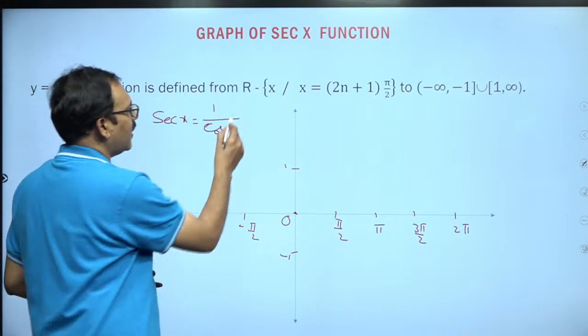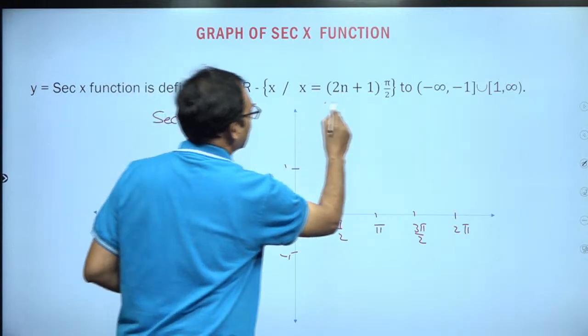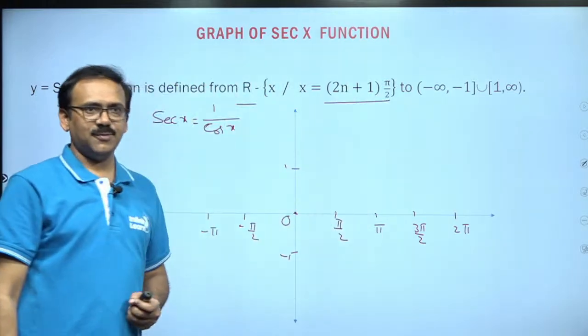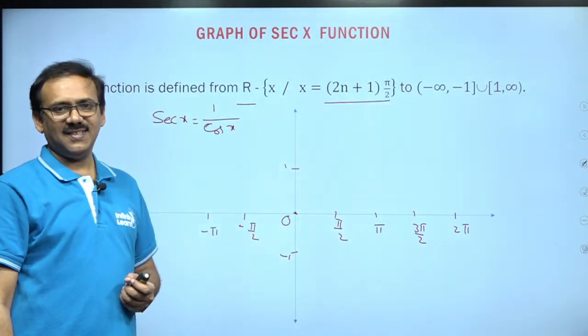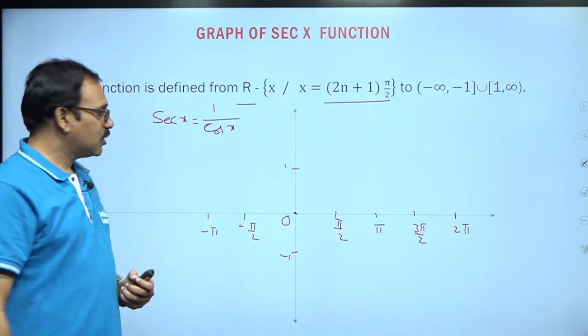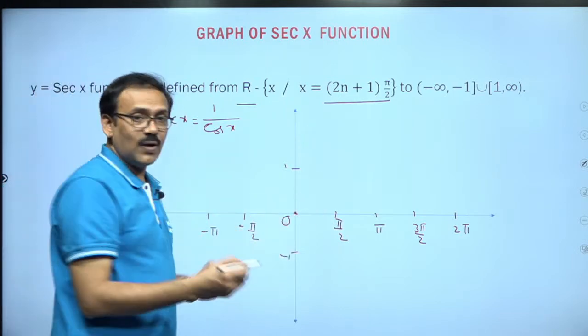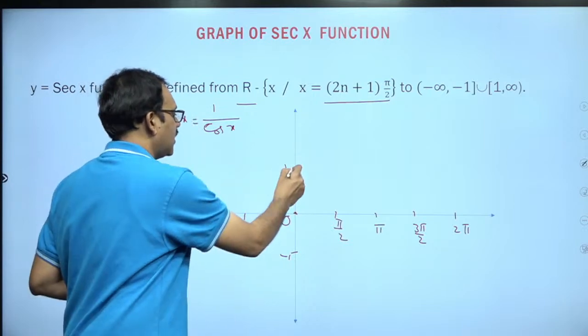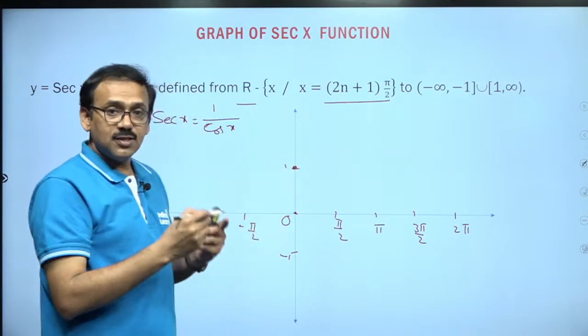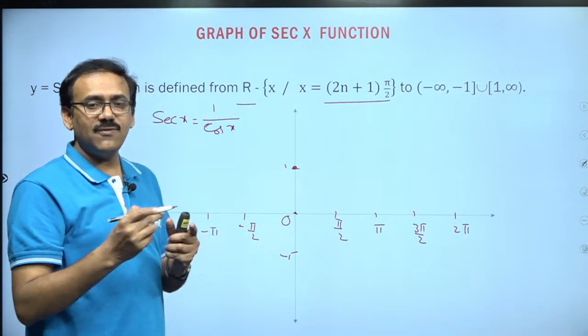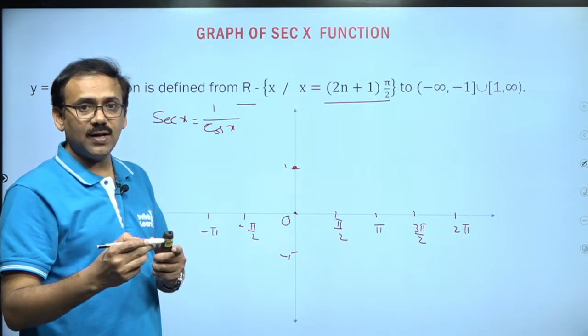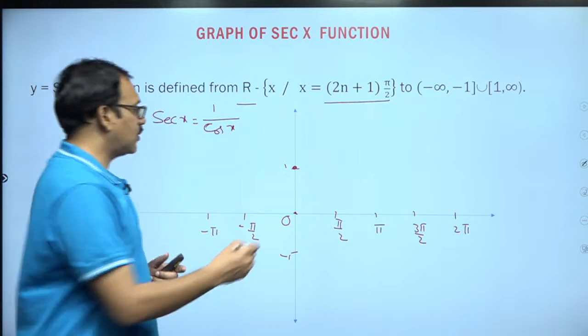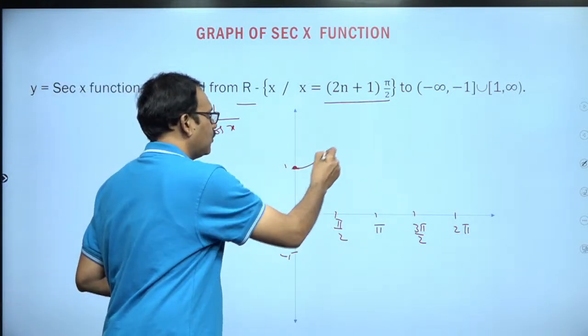So, the domain is all real numbers except odd multiples of pi by 2. Okay. Right. Now, at pi by 2 it is not defined. One thing I can say, at 0, cos 0 is 1, so secant becomes 1. From 0 to pi by 2, cos is in the first quadrant, moves from 1 to 0, so its reciprocals move from 1 to infinity.